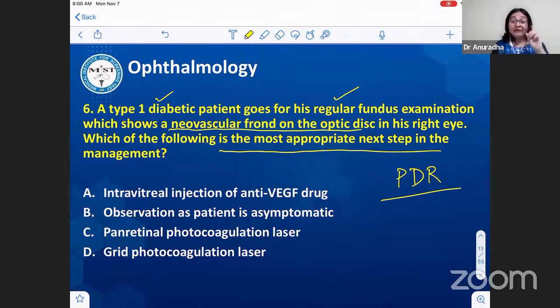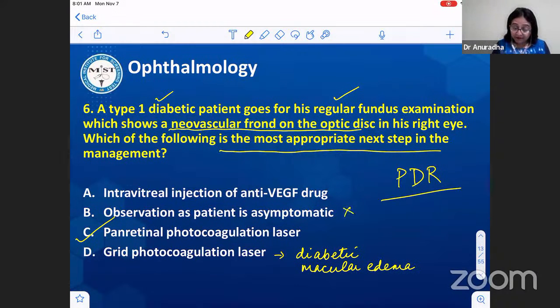So, beta, whenever there is neovascularization, the ideal, most appropriate treatment is pan-retinal photocoagulation laser. So I will go with my friends who are marking choice C. I agree that we will do pan-retinal photocoagulation laser. Not grid, because that is done for diabetic macular edema, not for PDR. No observation, because the patient can bleed anytime, so you will not wait.